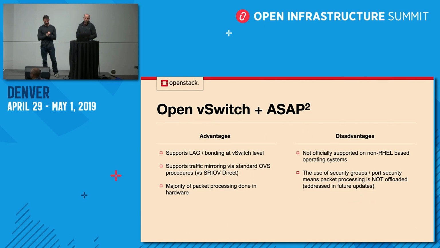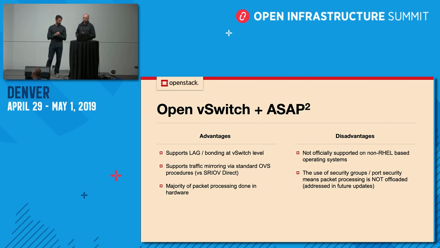The advantage over SR-IOV especially is that now we can support link aggregation and bonding at the vSwitch level. We don't have to worry about implementing those at the VM if we don't want to. We are limited to leveraging ports on the same NIC. We cannot build a LAG between two different NICs on the same host. But we do get that level of redundancy between the ports and definitely at the physical switch level.